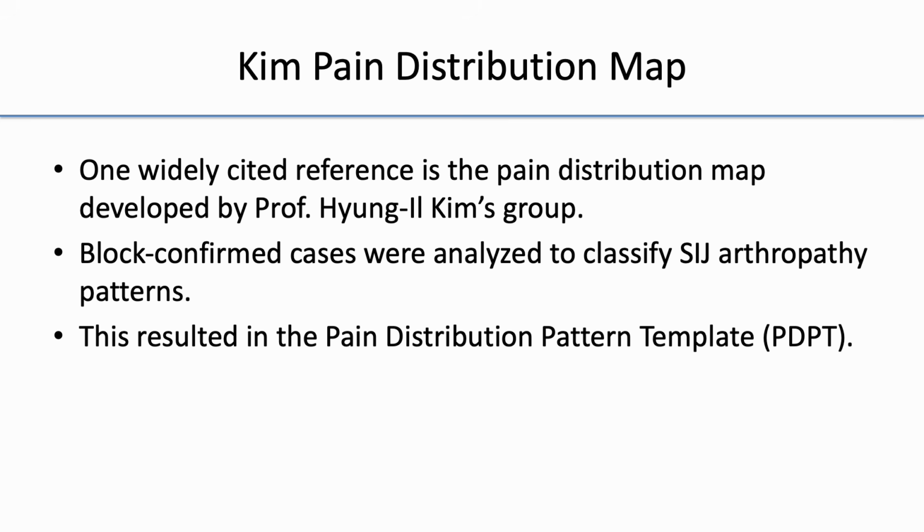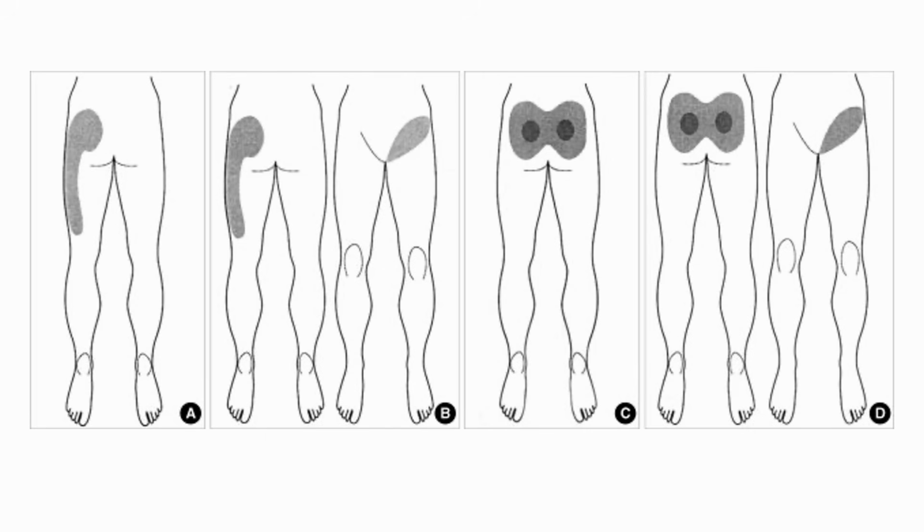In this context, one of the most frequently cited references is the pain distribution map developed by Professor Hyung-il Kim's group. Based on block-confirmed cases, this study classified the pain patterns of sacroiliac joint arthropathy and proposed what is known as the Pain Distribution Pattern Template, or PDPT. This map has become one of the most widely referenced clinical guides when discussing sacroiliac joint pain.